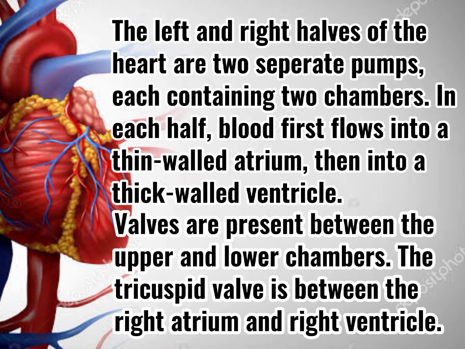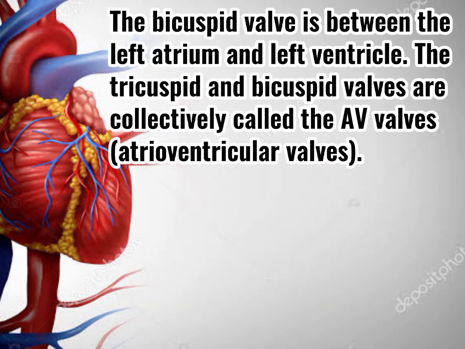The tricuspid valve is between the right atrium and right ventricle. The bicuspid valve is between the left atrium and left ventricle. The tricuspid and bicuspid valves are collectively called the AV valves, atrioventricular valves.